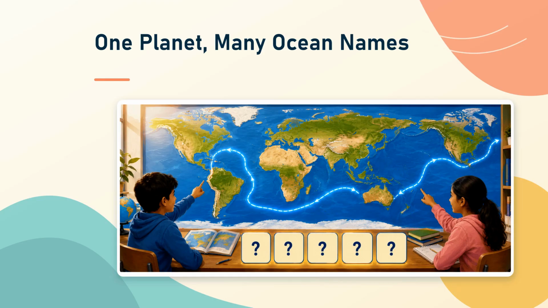By the end of this lesson, you will be able to use a world map to recognize the planet's great saltwater spaces and explain how their names fit together. Imagine looking down at Earth from above while a glowing path travels through the blue water without meeting a wall. 5 blank map cards are waiting for names. Your task is to discover where each name belongs and what the continuous path is telling you.